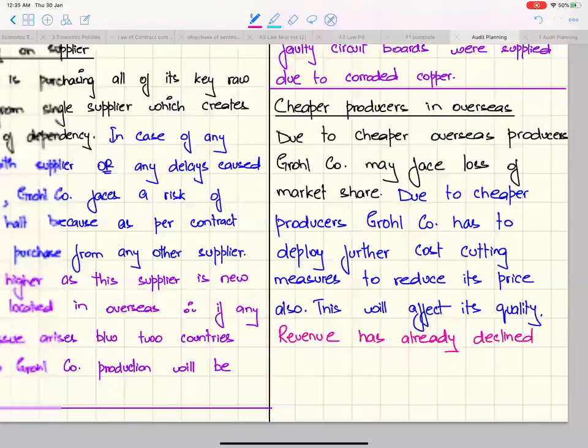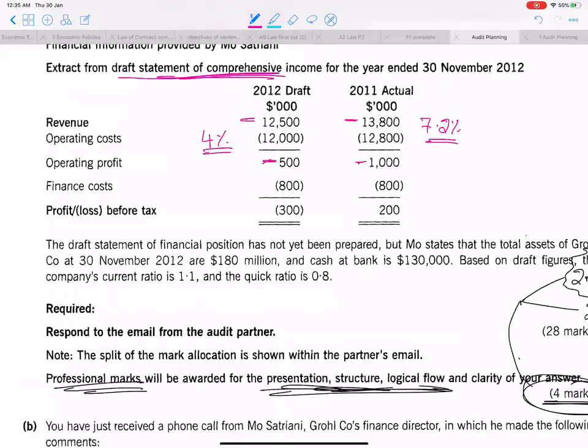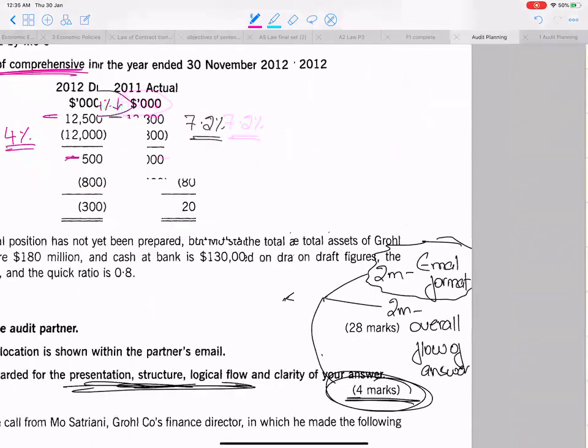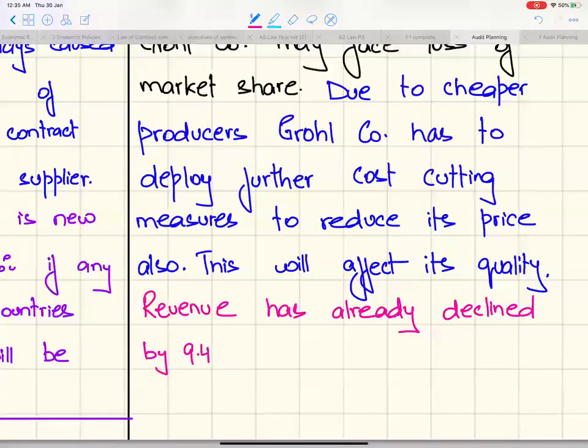Revenue has already declined. If you can see, our revenue has declined from 13,800 to 12,500. 12,500 divided by 13,000, so our revenue has declined by 9.4%, which may fall further due to competition.